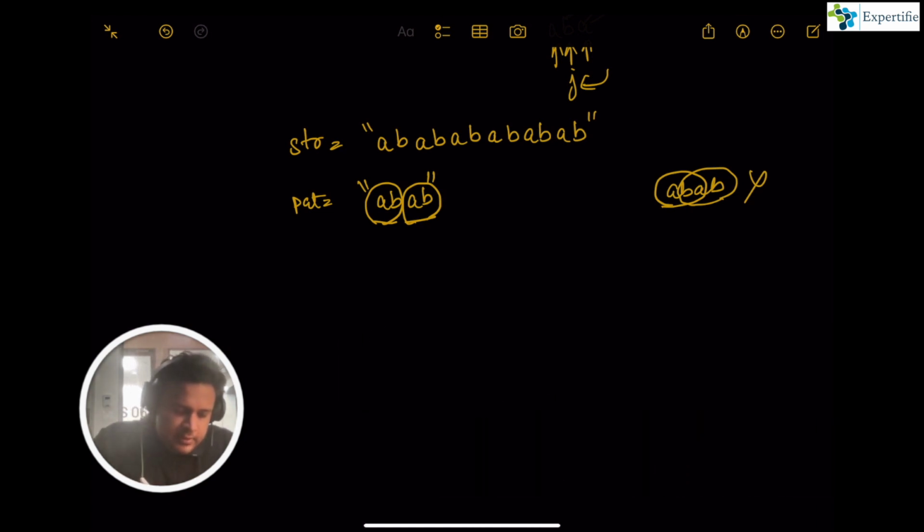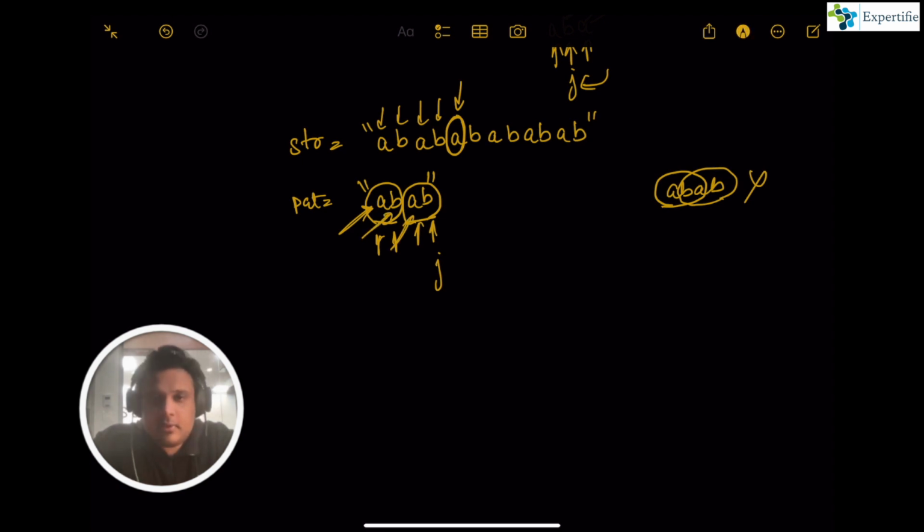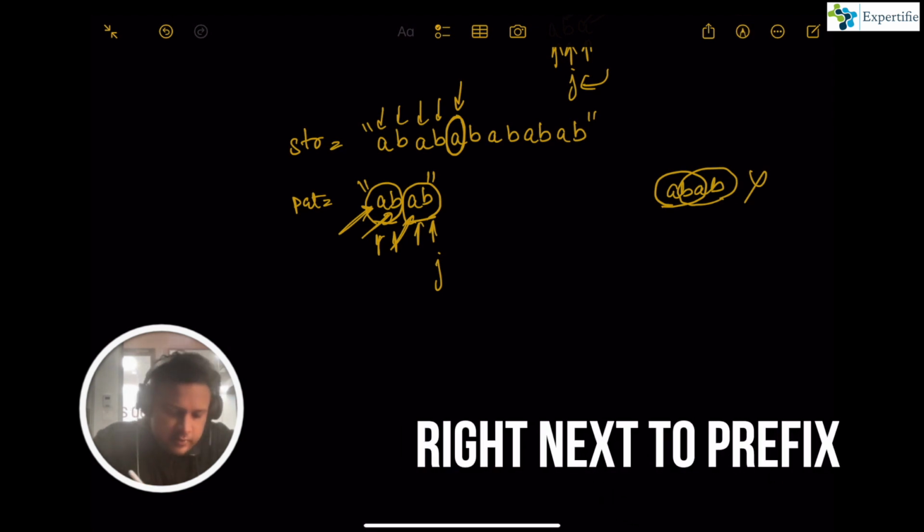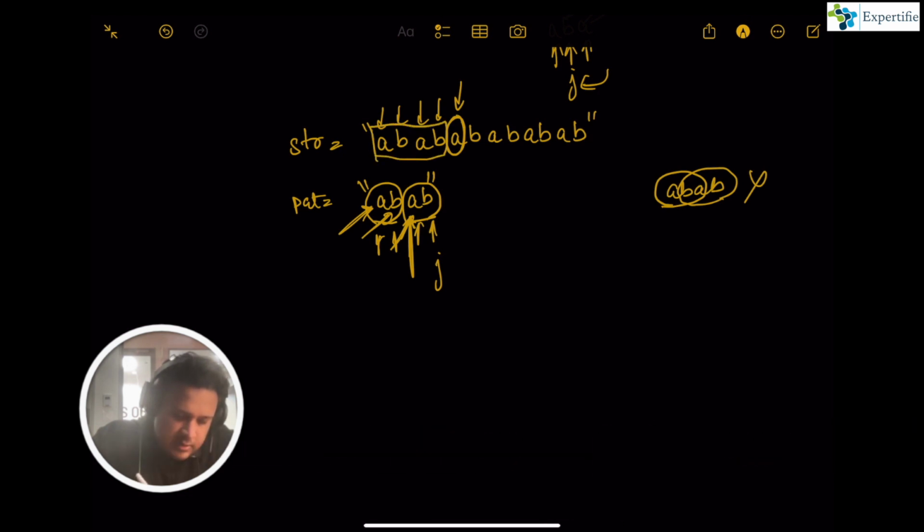Now when a mismatch happens after an exact match, in the previous example when the length was 1, you moved the iterator to 1. Here where will you move? Here when the I comes and you want to compare this A, you take the J back to what position? Do you take it back all the way to the starting point, B or A? The answer is again simple, right next to the prefix. So this is the prefix, so right next, this A. So here you get an exact match.